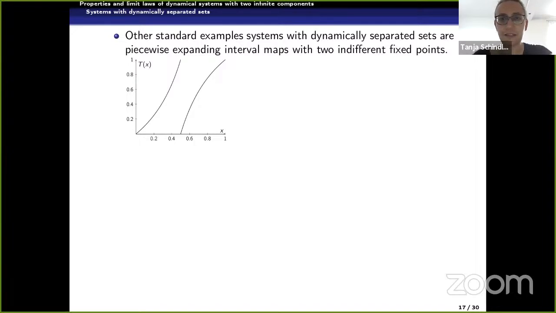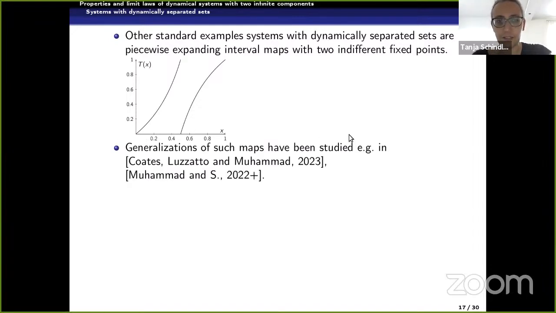And well, basically standard examples for these systems are piecewise expanding interval maps which have two indifferent fixed points, something like given here. So the left side could be seen as Pomeau-Manneville, but then it's basically a mirrored branch on the other side. And you always have to get somewhere in the middle to get from one system to the other. And well, let's see, generalizations of these maps have recently been studied in these papers.